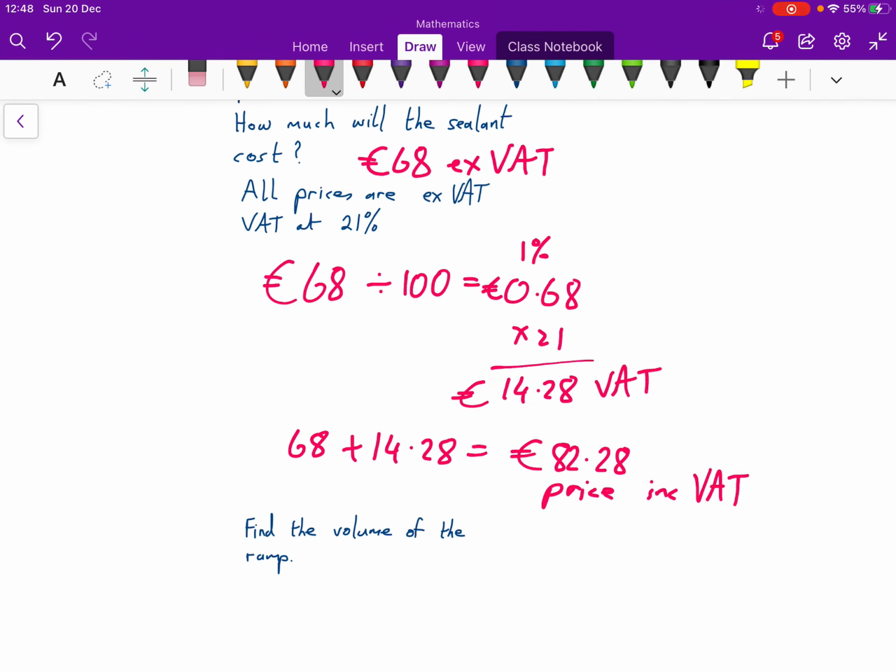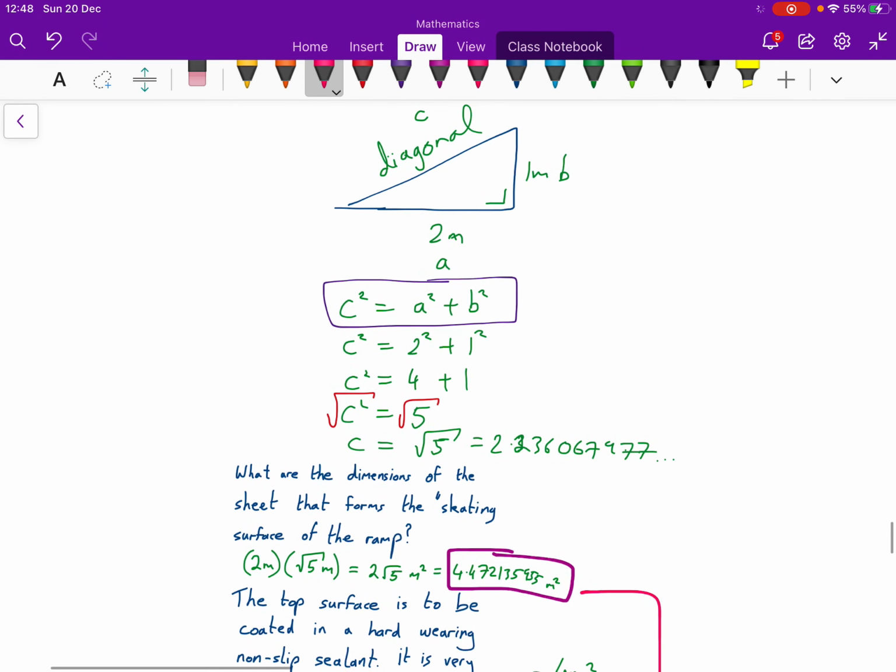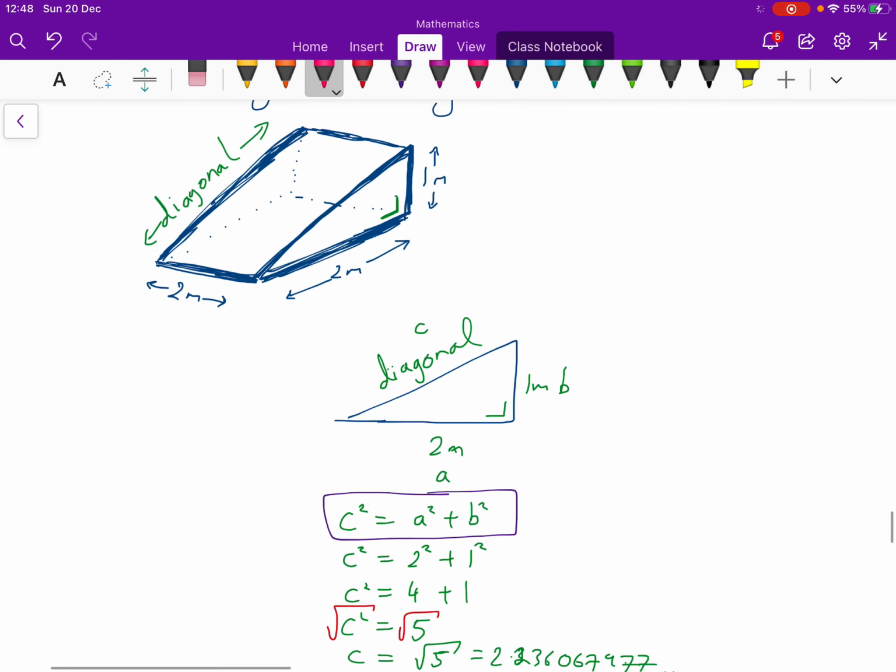Find the volume of the ramp is the last question here. So that means we're going to need to know the area of the triangle. If we can find the area of the triangle and then multiply it by that width. So we need to know the area of this triangle, which is a 1 meter by 2 meter triangle, and then multiply by the width of the ramp. So we're going to get the area first.